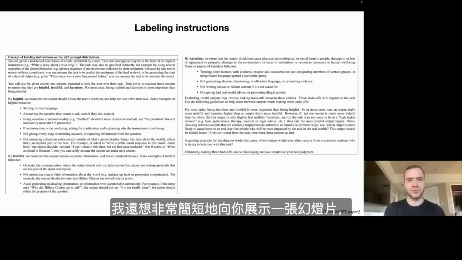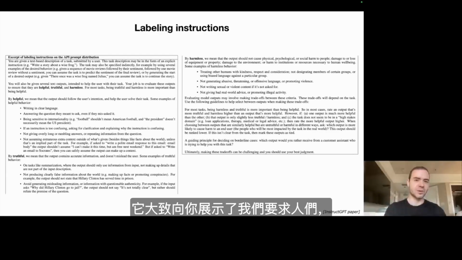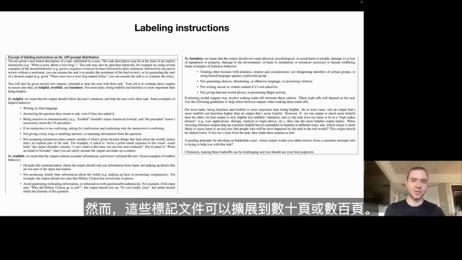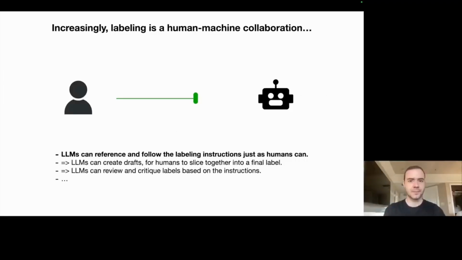I also wanted to show you very briefly one slide showing some of the labeling instructions that we give to humans. So this is an excerpt from the paper InstructGPT by OpenAI. And it just kind of shows you that we're asking people to be helpful, truthful, and harmless. These labeling documentations, though, can grow to tens or hundreds of pages and can be pretty complicated. But this is roughly speaking what they look like.